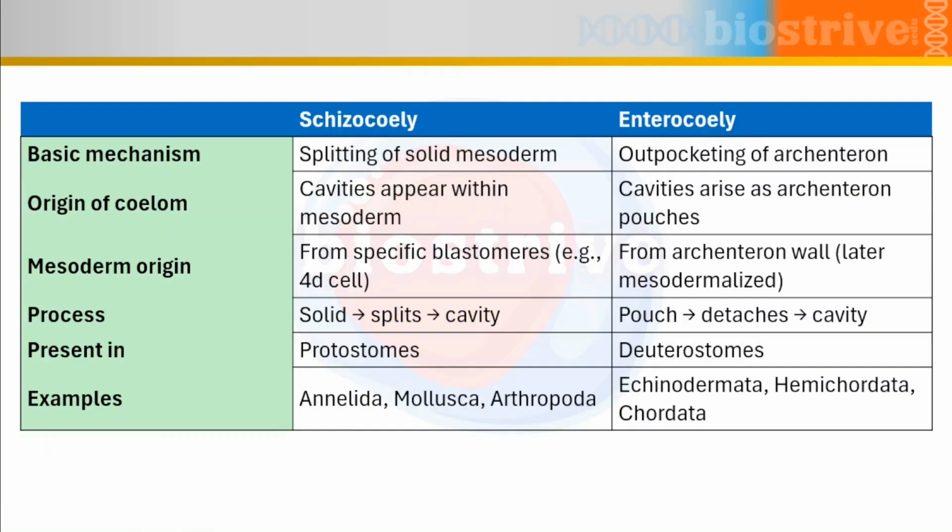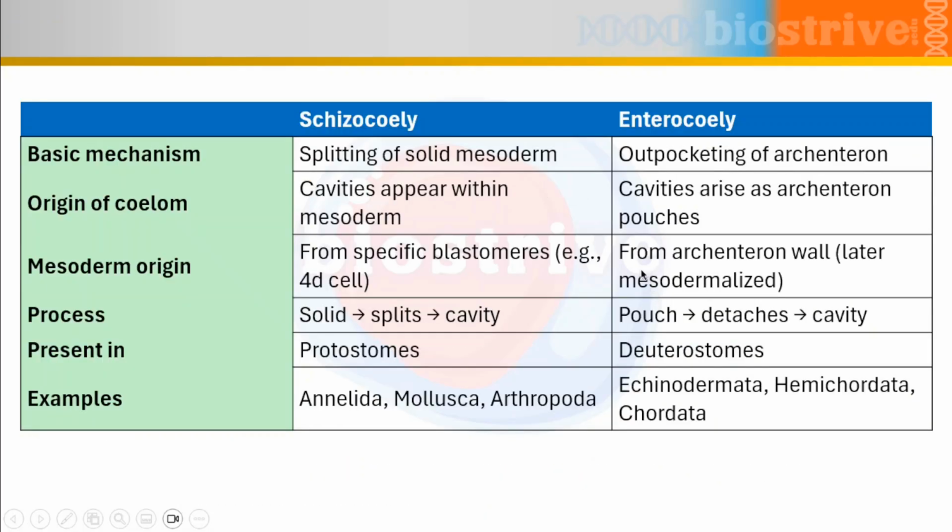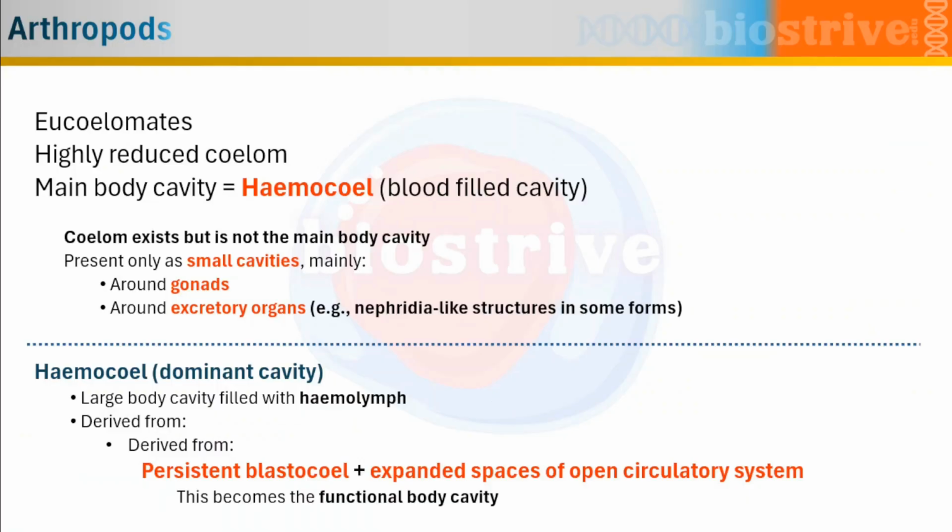If we talk about the origin of coelom, in schizocoely the cavity appears within the mesoderm. Whereas in case of enterocoely, the cavities arise as archenteronic pouches. They will differentiate into mesoderm and finally mature into coelom. If we talk about the process in short, in one the solid mass is splitting and forming a cavity, whereas in the other the pouch is forming, the pouch is detaching, and after that the cavity is forming and maturing. Where is schizocoely found? It is found in the protostomes, whereas enterocoely is found in the deuterostomes. Examples include Annelida, Mollusca, Arthropoda, and in case of enterocoely, the most common examples are echinoderms, hemichordates, and all the chordates.